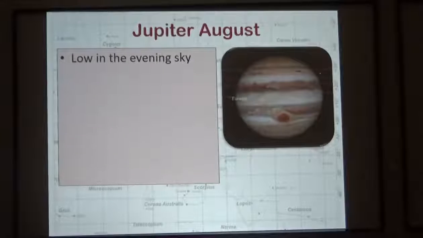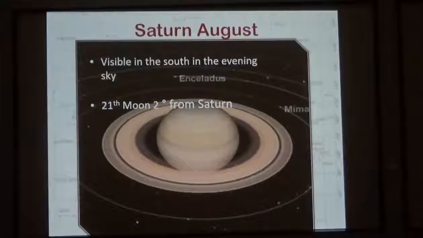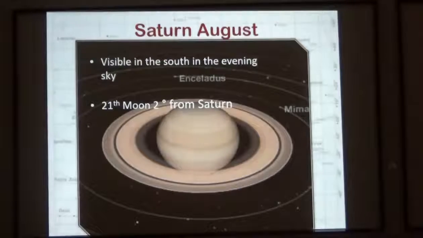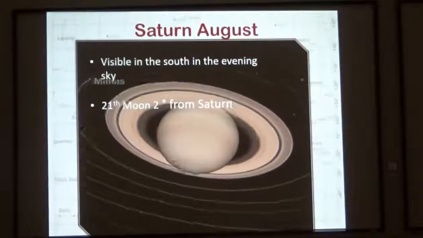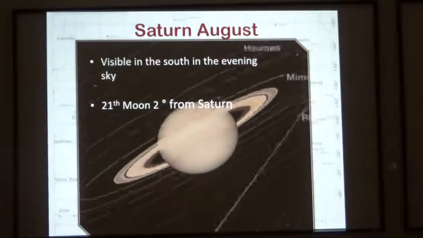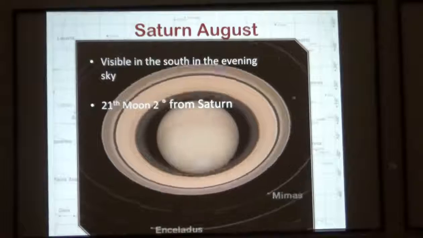Okay, Jupiter, what can I say? It's pretty low in the sky right now, but still, we'll get a chance to see it. Saturn. Well, Saturn will be mostly in the southern sky in the evening. It's going to be 2 degrees from the moon on the 21st, but still, it's kind of nice to have all three planets. Well, you got Jupiter, you got Saturn, and we got Mars coming up.